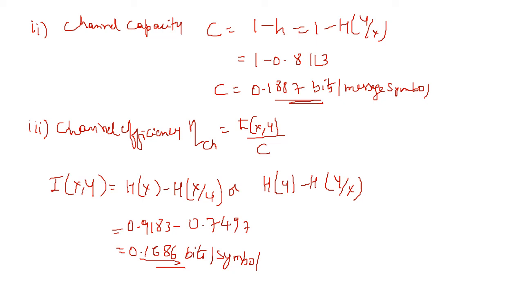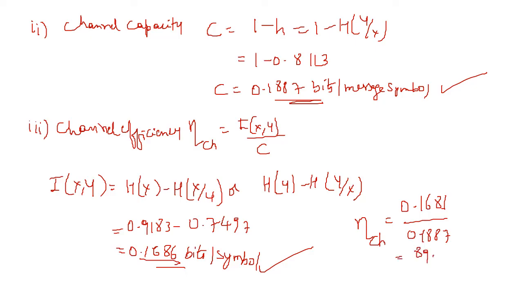We know what is C here. So I(X,Y) is known, C is known. So channel efficiency eta_ch will be equal to 0.1686 divided by 0.1887. So it is equal to 89.35%. Similarly, redundancy R eta_ch will be equal to 1 minus eta_ch. In terms of percentage, it is 10.65%. So we have got the channel efficiency and channel redundancy.